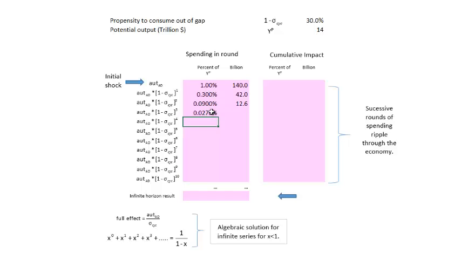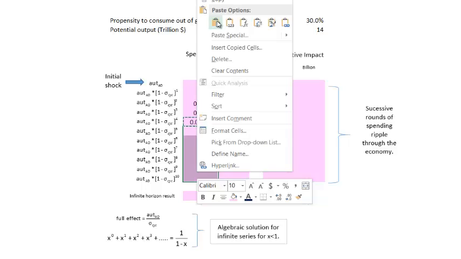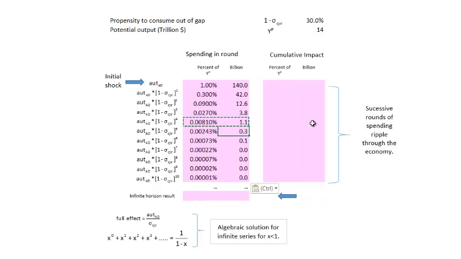We get 0.27%, or how many billions of dollars? $3.8 billion. Let's do this for a few more rounds here. Let's copy that. 0.0018, or 1.1. And what I'm going to do now, since we get the flavor of this, I'm going to copy this. And you can see that in terms of billions of dollars, this gets smaller and smaller and smaller. And in terms of percentage of GDP, this gets smaller and smaller and smaller, and ultimately it approaches zero.